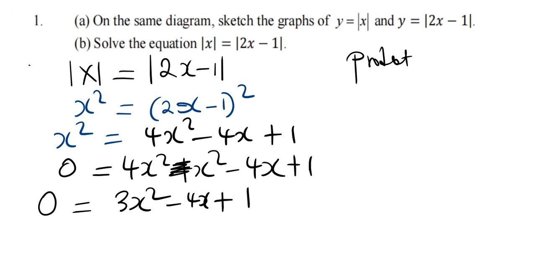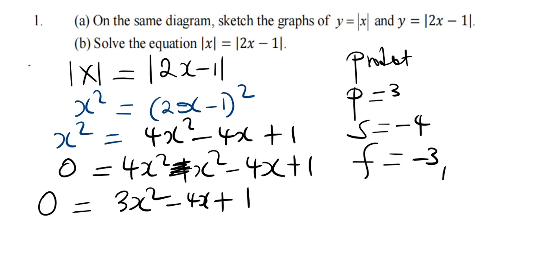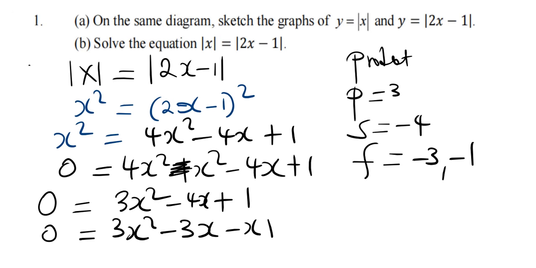Then I'm going to use the product, sum, and factor method. The factors, of course, are two numbers that when we multiply them they give us 3, but when we add them they give us negative 4. Negative 3 and negative 1 will be able to achieve that. Then we just replace where we have negative 4. So we're going to have 0 is equal to 3x squared minus 3x minus x plus 1.